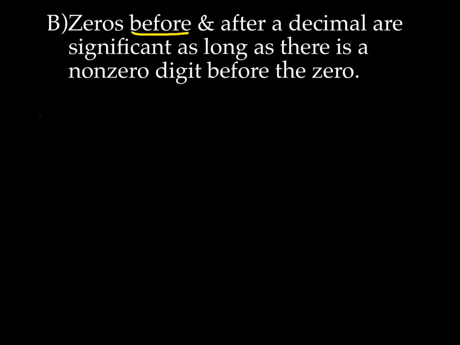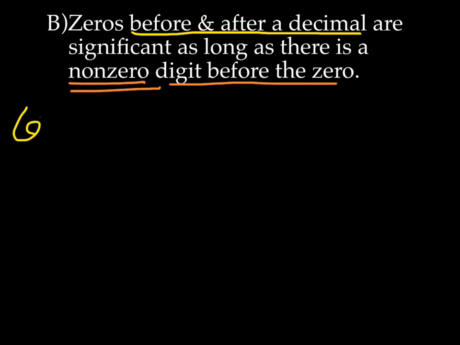Zeros before and after a decimal are significant as long as there is a non-zero digit before the 0. Okay, so this time we do need to think about the decimal. One more time, zeros before and after a decimal are significant as long as there is a non-zero digit before the 0. Okay, let's try several examples.